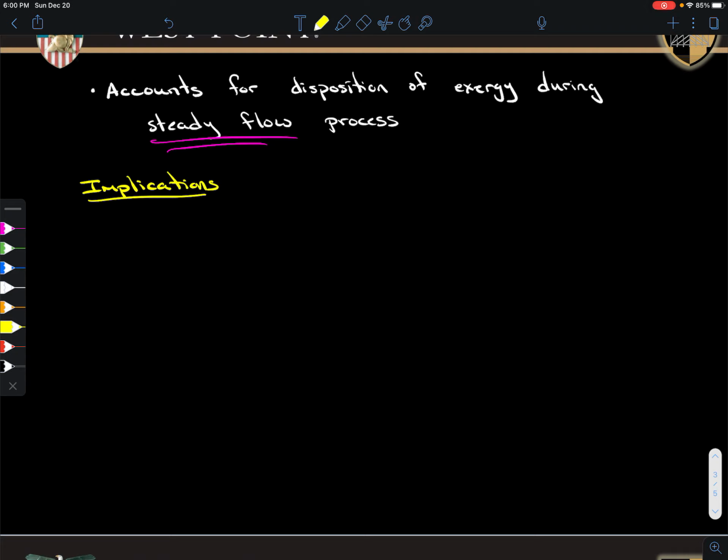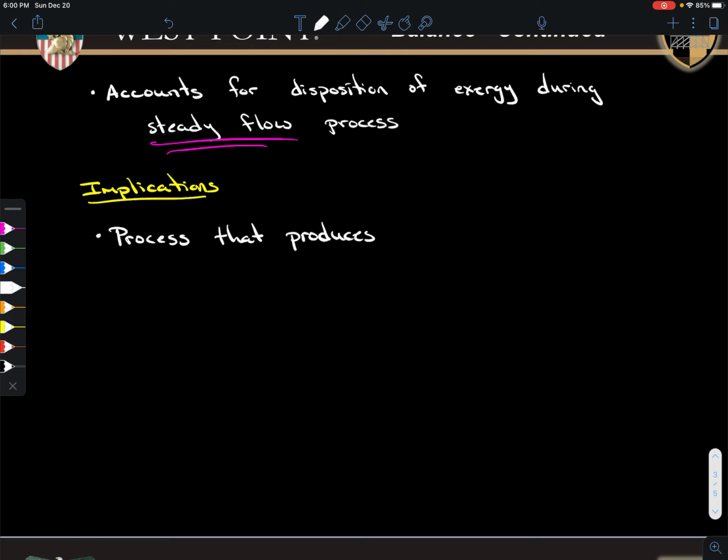This whole board here is just following on or continuing the previous board, just to make sure you're tracking that. It's not a separate thought, it's a continuation of the previous thought. So the implications here are that a process that produces entropy, as I noted previously, by analogy, must destroy exergy.